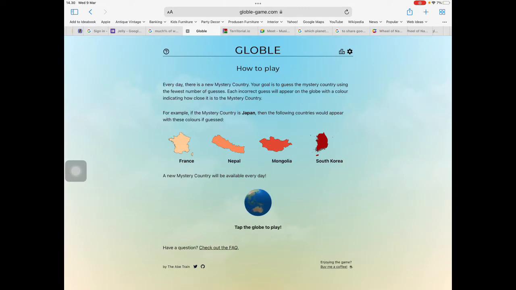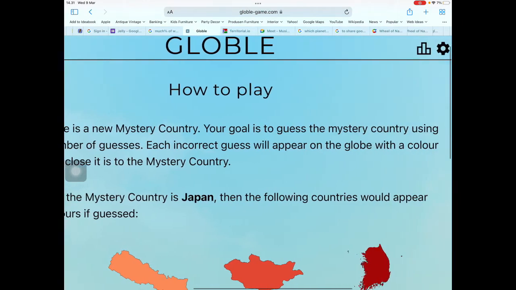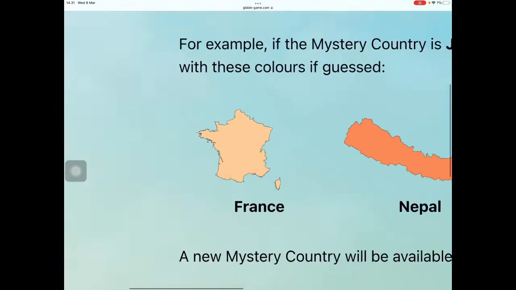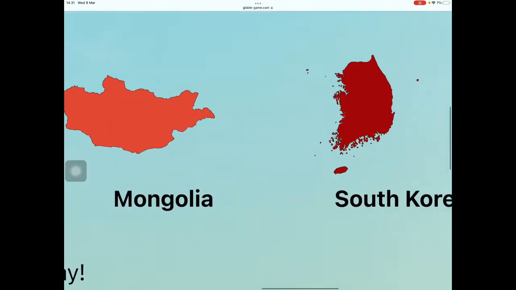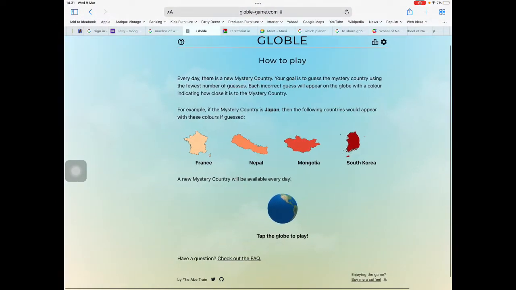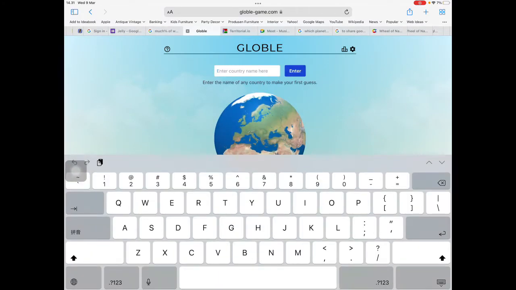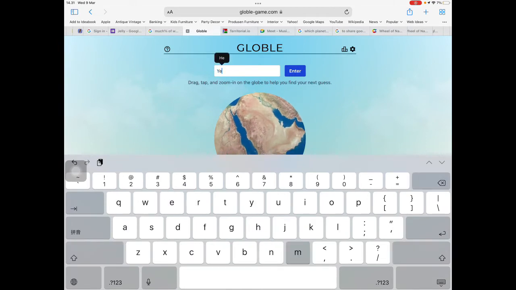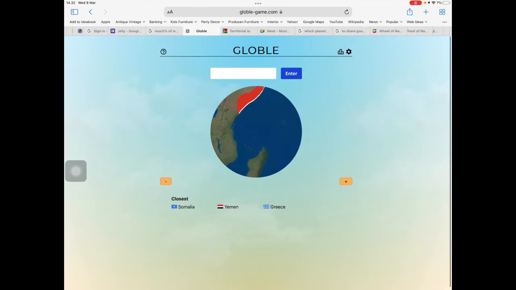Remember that the hotter it is, the closer it is. So let's tap the globe. If the mystery country is Japan, this is what it would look like. Also, let's tap the globe. Okay, there. That was really laggy. That's Greece, actually not the furthest away. Let's go south, Yemen. That's closer, so that means we're going south. Somalia? Okay, that's close. I'm trying Madagascar.